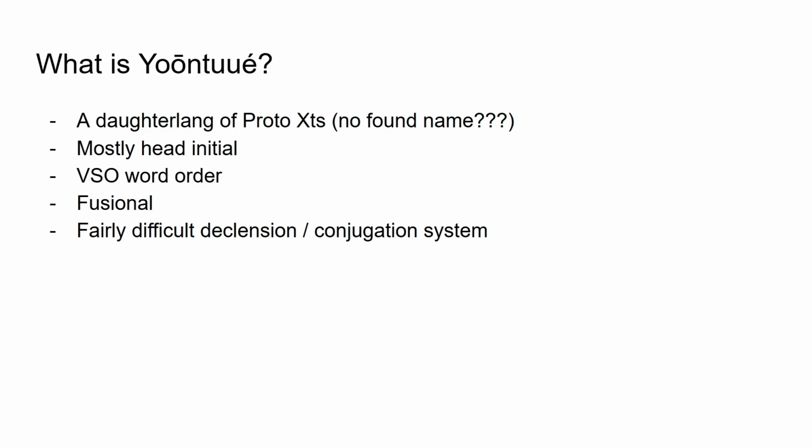The language is mostly head initial. It also has a VSO word order. It is pretty much fusional in terms of conjugation, and it has a fairly difficult declension and conjugation system. First off, the language family tree.